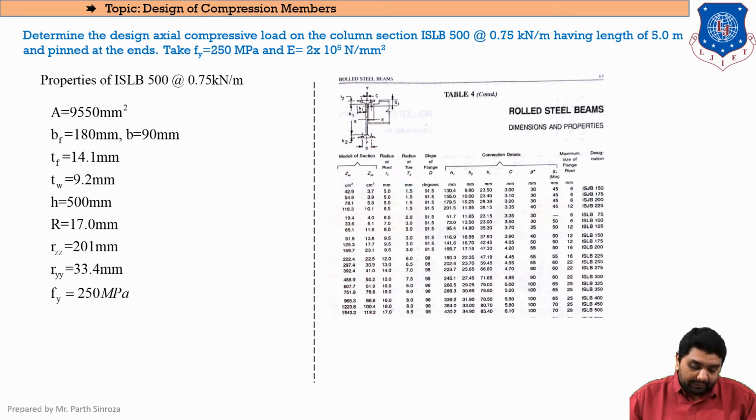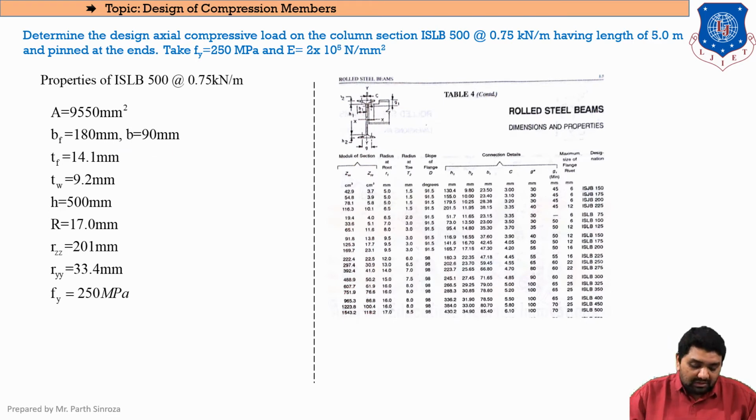So the radius at root in this case comes out to be 17 mm. That will be required in the next slide. Clear? So this much data will be required from our steel table, and the purpose of the steel table will be served. Now you can see here that two terms, BF and B, are mentioned.